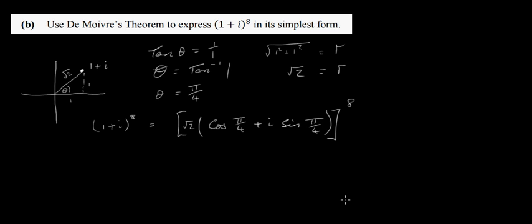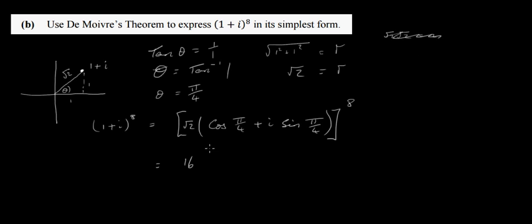Okay, so let's just do this. Now this is where we use de Moivre's theorem here. So we're going to raise root 2 to the power of 8. Root 2 to the power of 8 is just going to be 16. Let me just double check that. So it's going to be root 2 times root 2, so that just gives me 2. And we're going to do that 4 times, so 2, 2 twos is 4, 4 twos is 8. Yeah, so that's just going to give us 16.